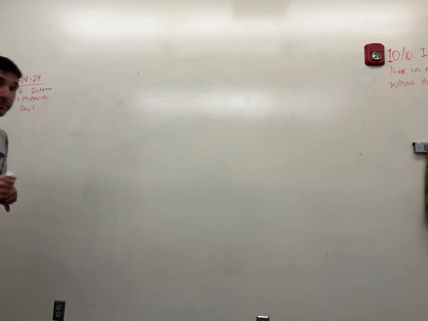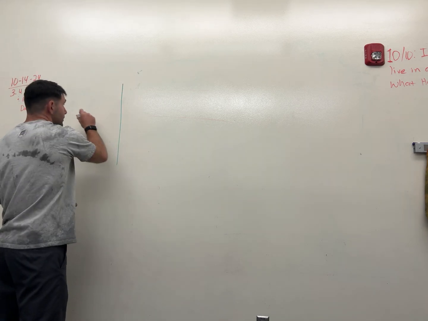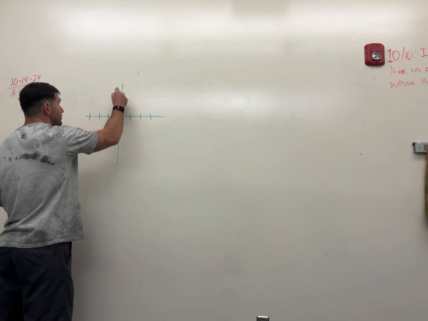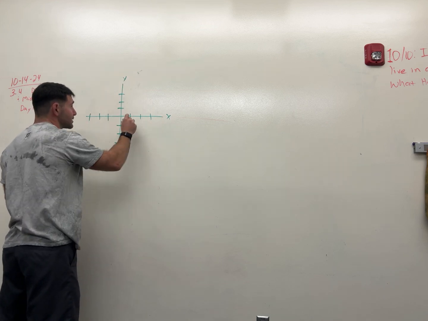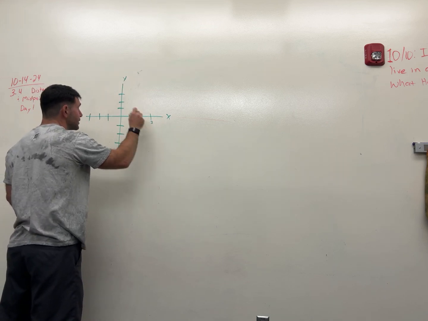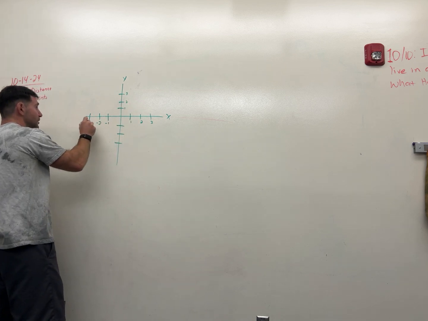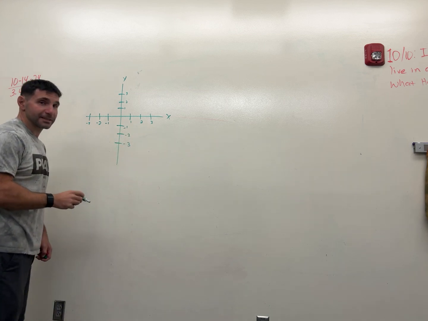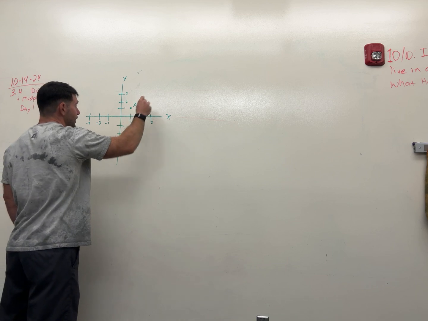Okay, so on Friday we had a couple questions that were just about finding ordered pairs. We have an x-axis, we have a y-axis. The way these numbers work, positives go up and to the right, negatives go down and to the left. So here's point A, here's point B.